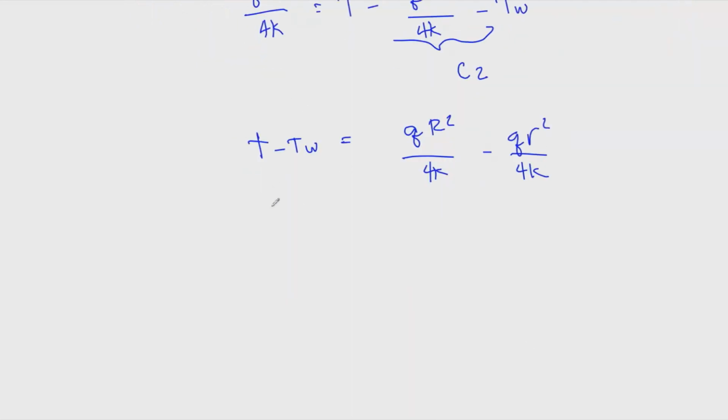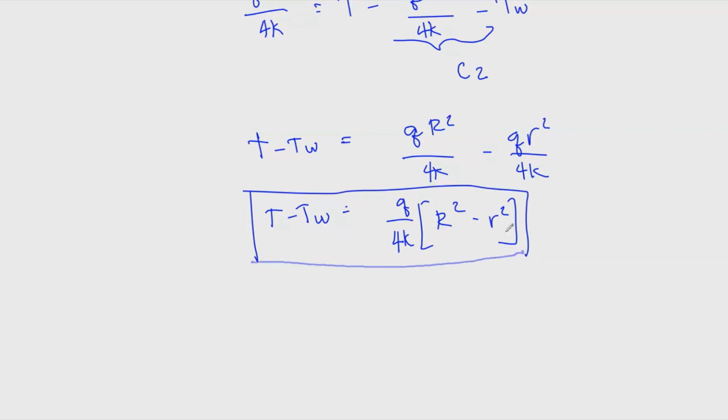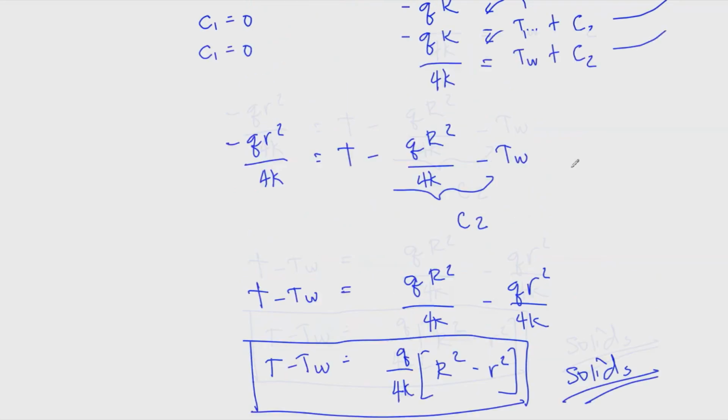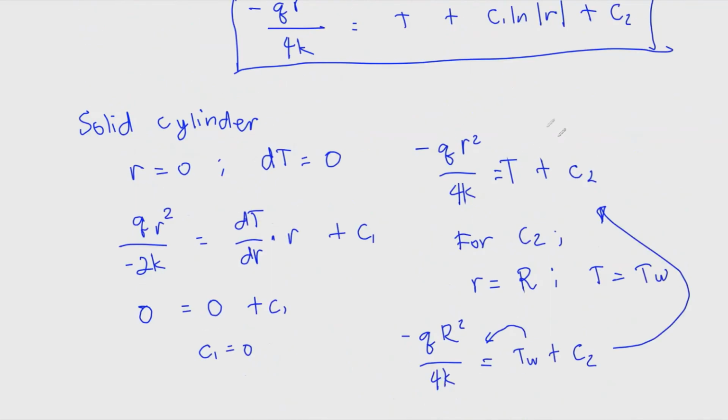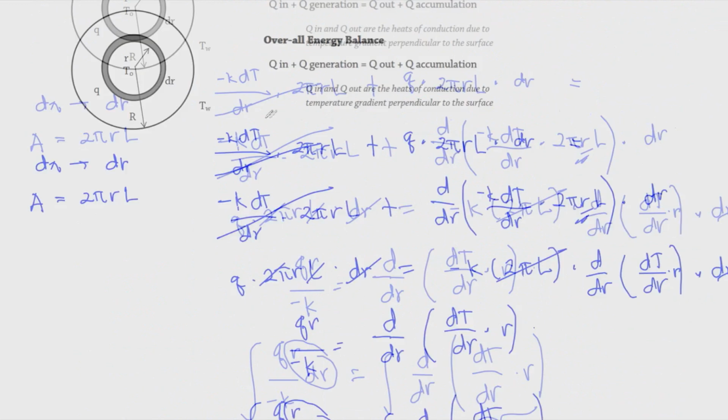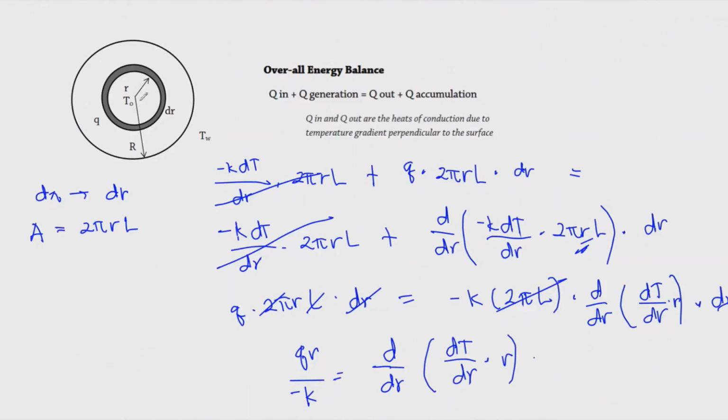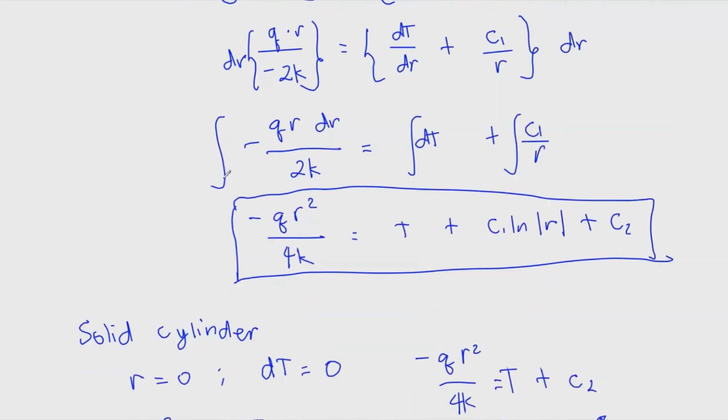And then we can simply factor out q over 4k here, so we're left with R squared minus r squared. So this is the final equation for the heat generation through solid cylinders. Remember, this is just for solids. It will be different for hollow cylinders, since the hollow portion would not be the center but the middle of this portion here, so you will be deriving that based on this expression.